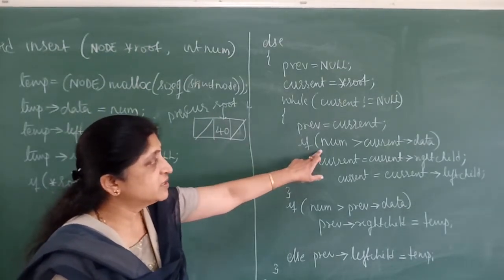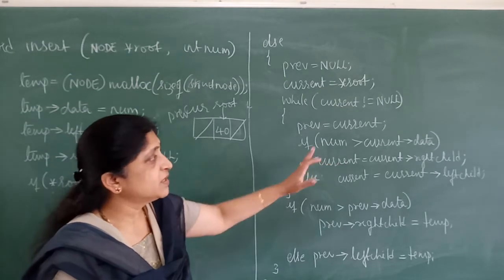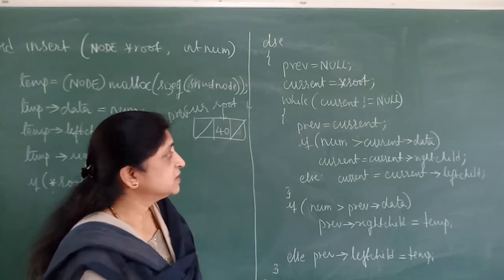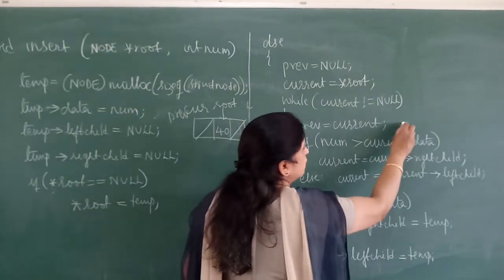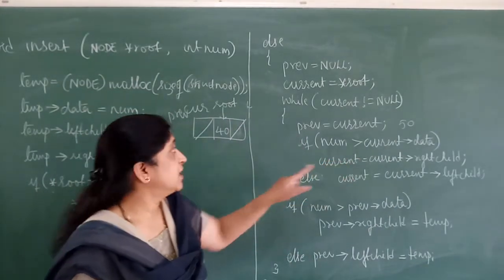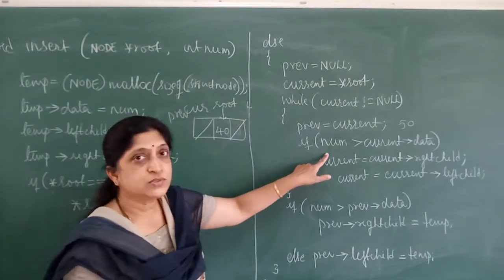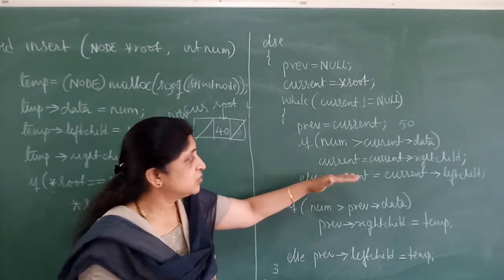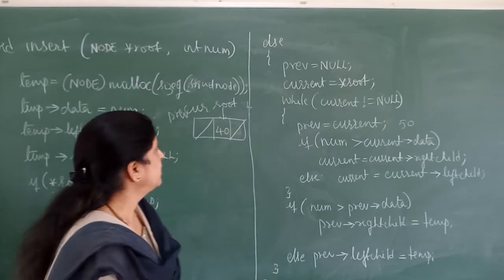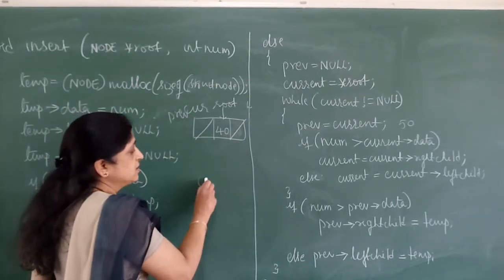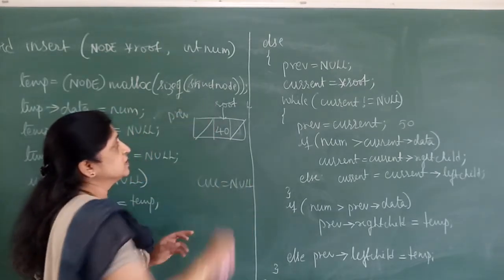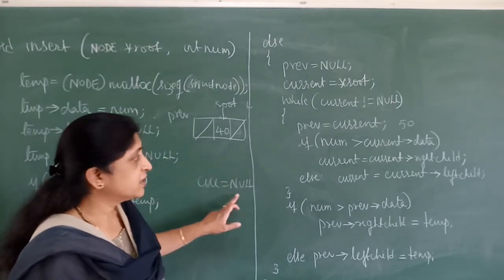Then, if the number is greater than the current data, I want to perform this operation, else this. Let us assume that now I want to insert a value 50. The number 50 is greater than the current data, which is 40. So control comes to this, wherein we have current equal to current right child, meaning the current right child is null. So now current becomes null. Current is no more pointing to this. Remember, previous is pointing here and current has become null.